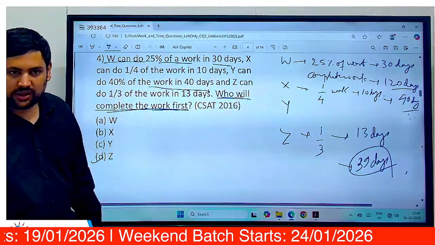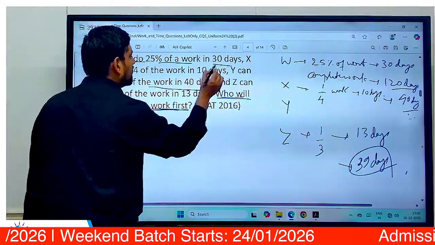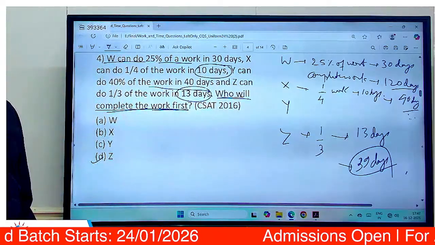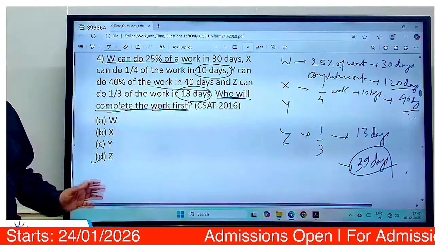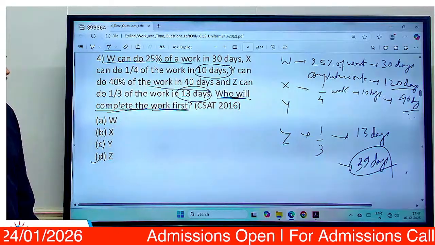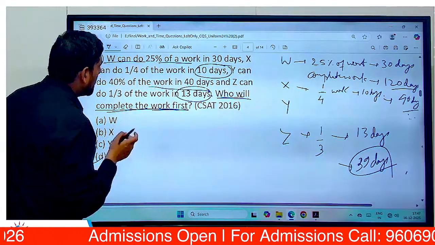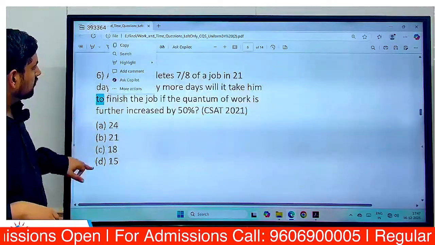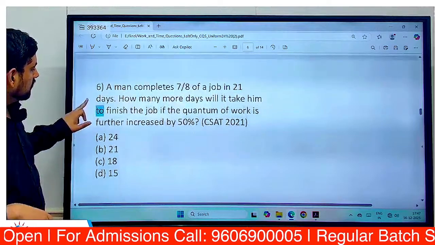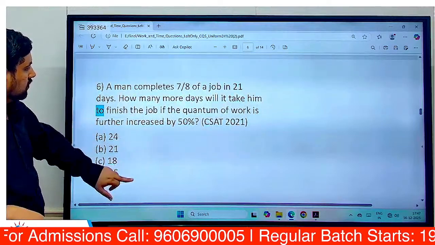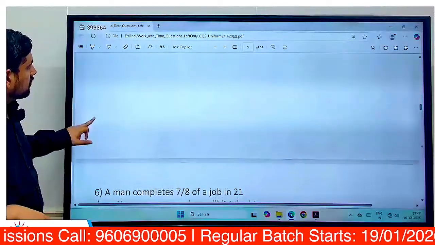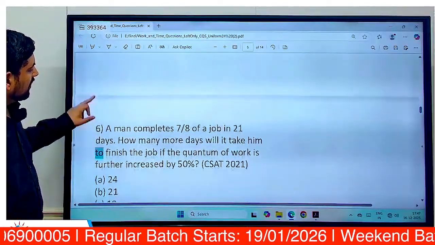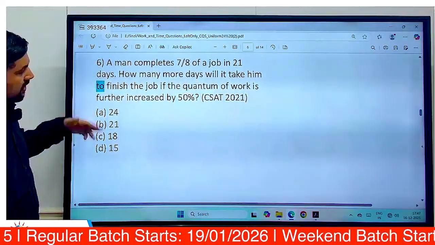1/3 will be done in 13 days. So first try to see these smaller ones, 10 days, 13 days, and try to find out the total time they will take to complete the work. Then get to it. Then do this.